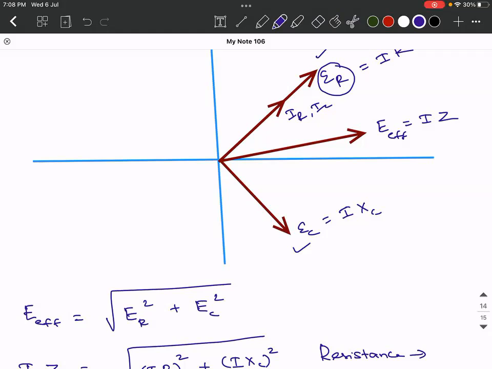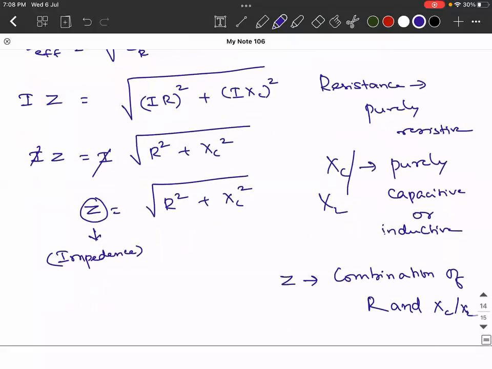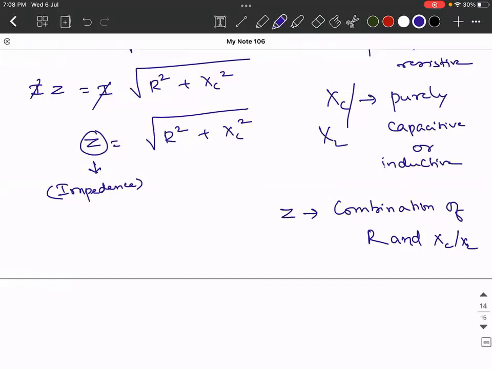Yes. The different way of writing the same thing is Z will be equal to root of R square plus, in the place of XC, can I write it as 1 by omega C? So this is another way of writing.